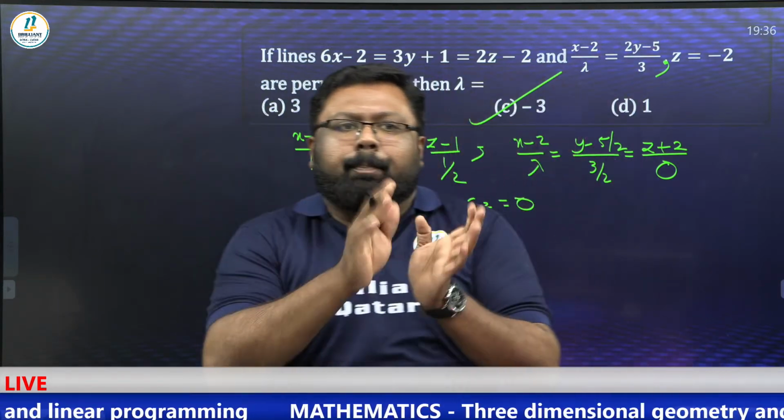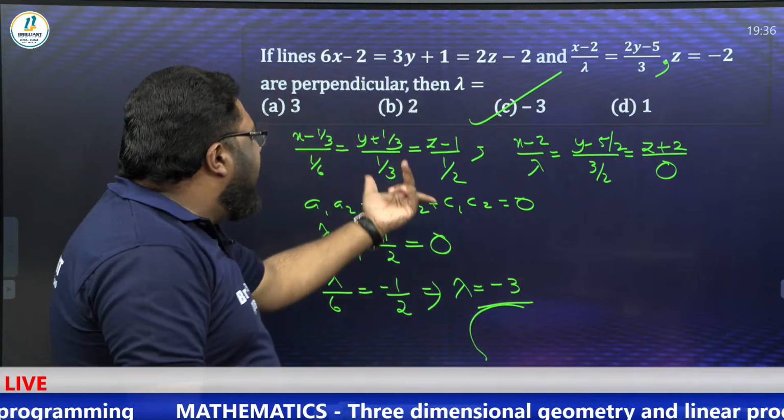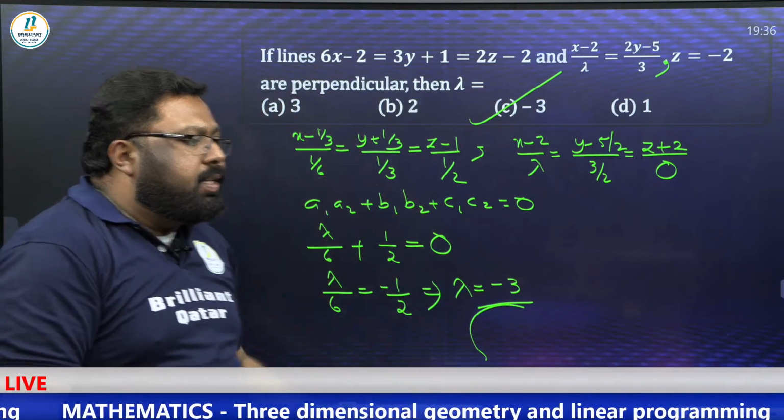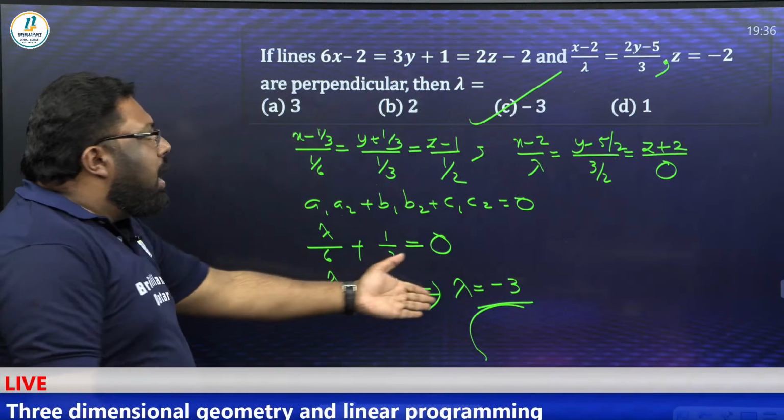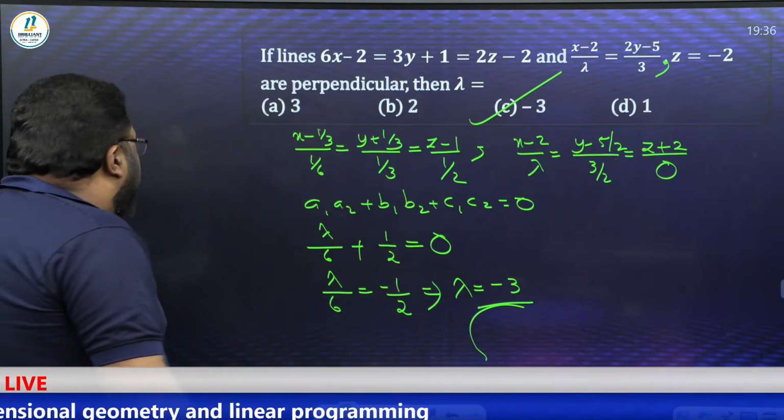Option C. Simple property. That's why I didn't wait for calculations. Answer is minus 3, Option C. Yes, already answers came in the chat box. Lambda equals minus 3. Condition very clear?